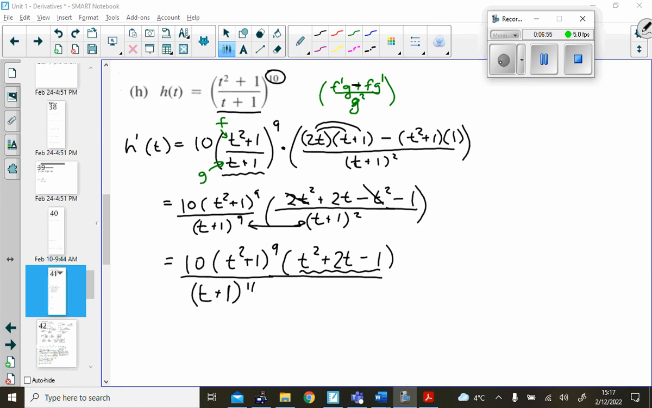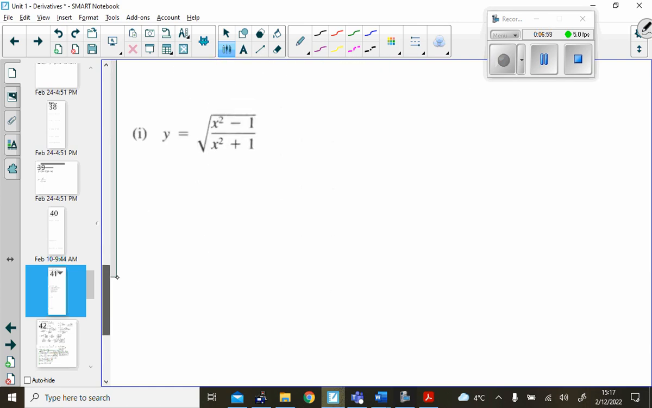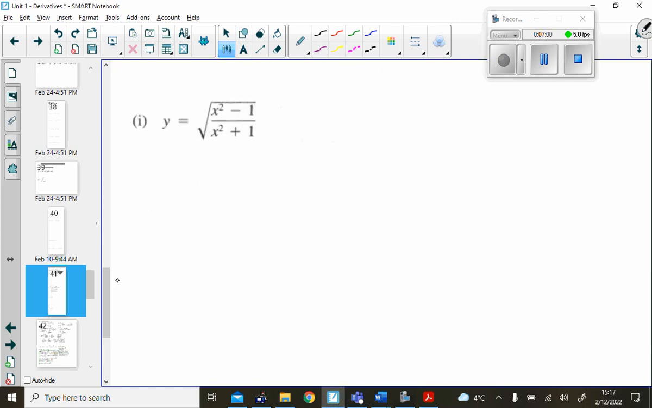So, going down to our next one. For I, you have an equation that says square root of x squared minus 1 over x squared plus 1. So before I take a derivative, that's a power. That is x squared minus 1 over x squared plus 1, all to the 1/2. So I'm going to treat this just like the previous two questions.